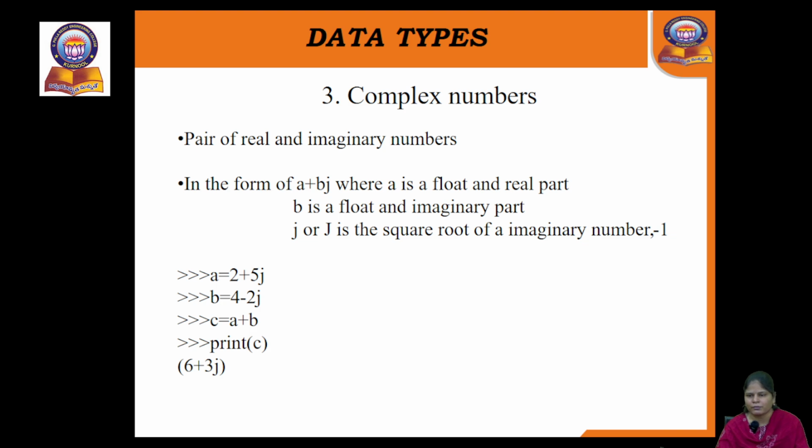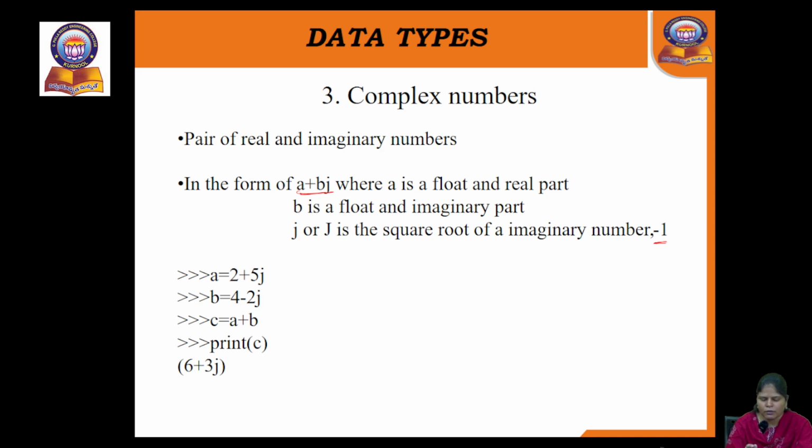And the next type of numbers we have are the complex numbers. This is an extra one we have in Python. The notation has a real part and an imaginary part, in the form A plus BJ, where A is a float or an integer and is the real part, and B may also be a float or an integer and is the imaginary part. J, or capital J, is the square root of -1. So A plus BJ is the representation of a complex number in Python.